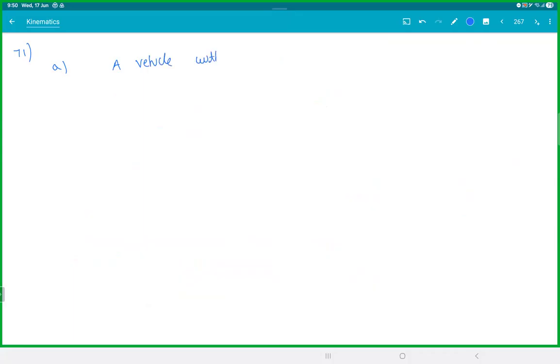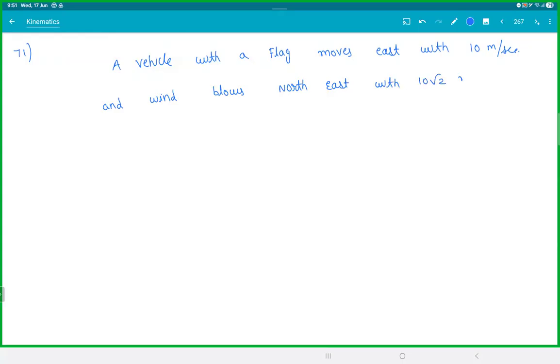A vehicle with a flag moves east with 10 meters per second, and wind blows northeast with 10 root 2 meters per second. In which direction does the flag point?